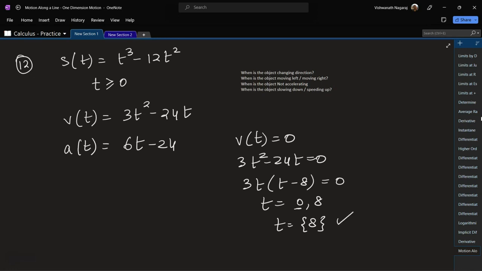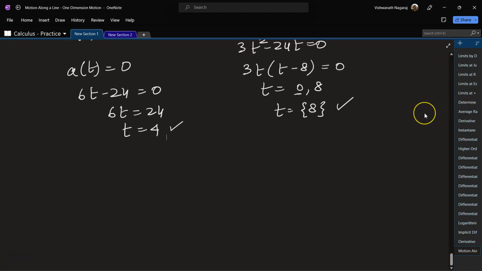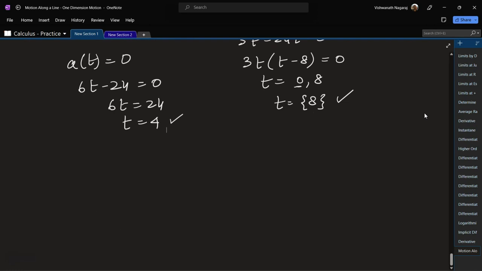Okay, so at t equal to 8, the direction is changing. So one is clear. Now, when is it not accelerating? When acceleration is equal to 0, right? So a of t equal to 0, which means 6t minus 24 equal to 0, which means 6t equal to 24, that means t equal to 4. So at this point, the acceleration is 0. That means it is not accelerating. Okay, so we have looked at this.